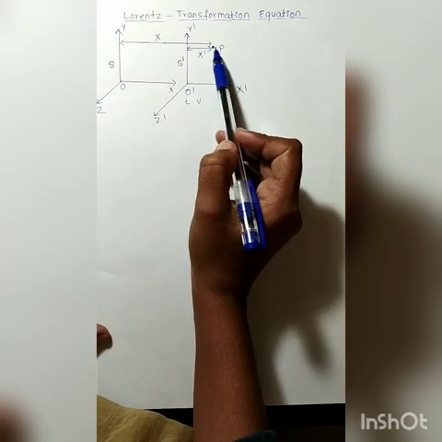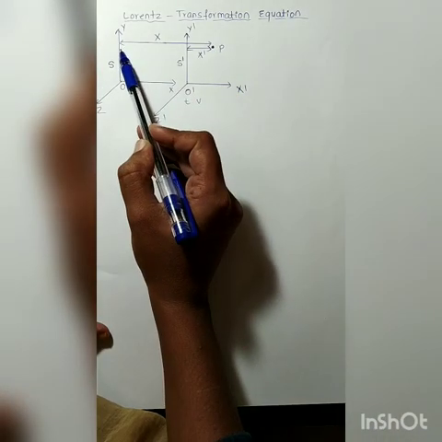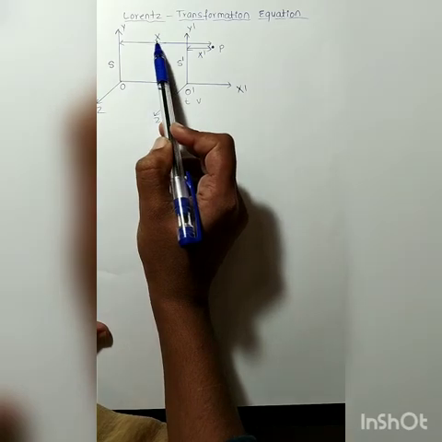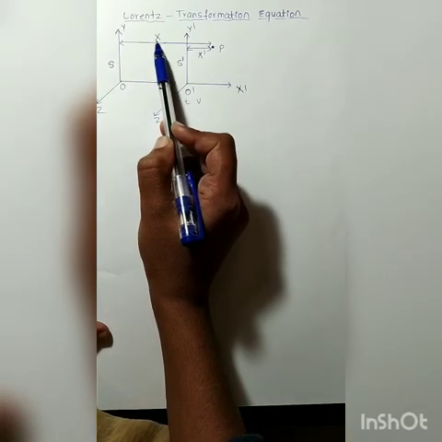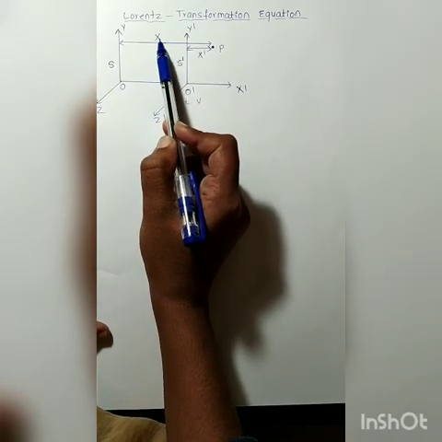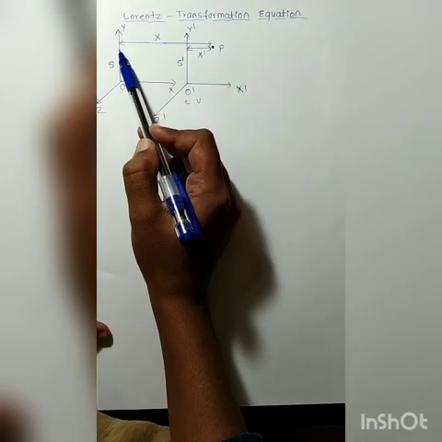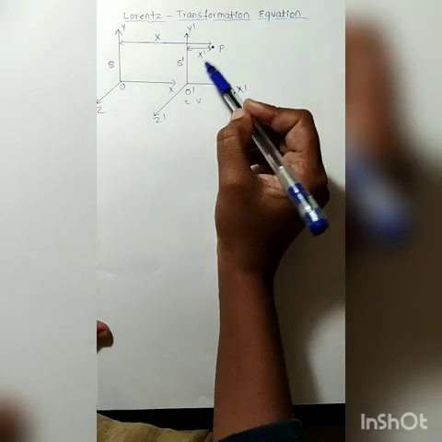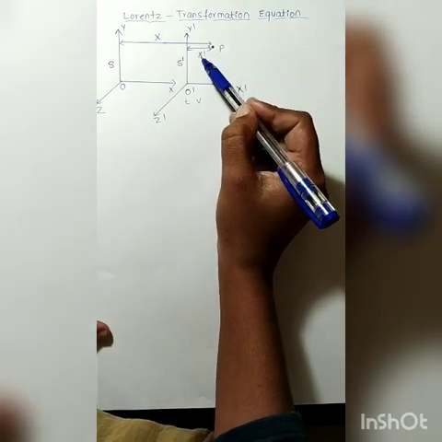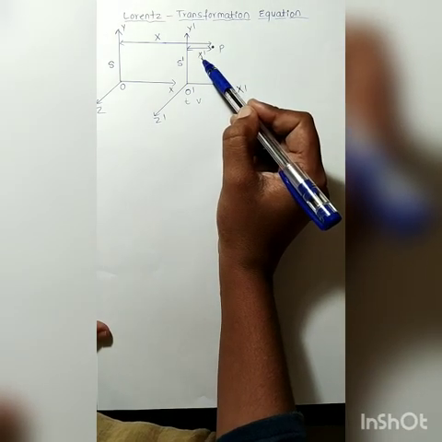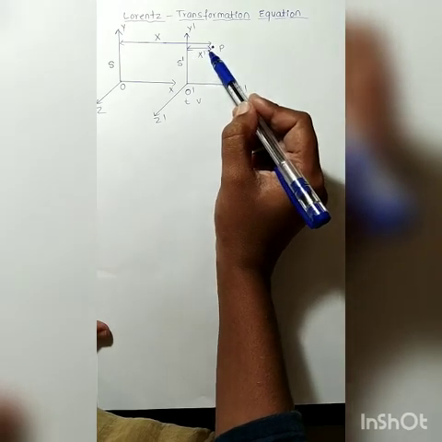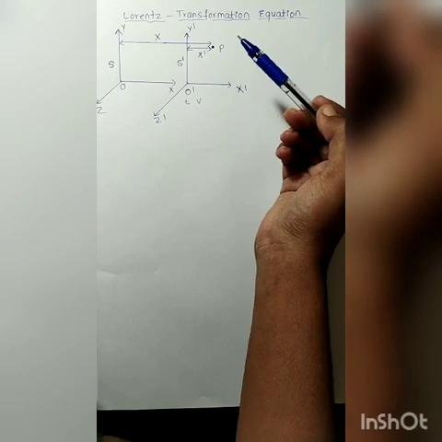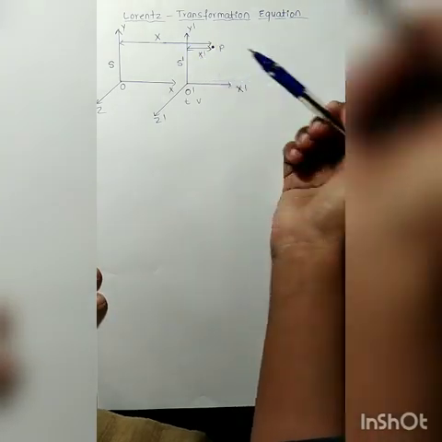Now when light rays move from P and reach the S frame, they cover a distance, which I denote by X. So X is the distance covered by the light rays to reach the S frame. At the same time, when it reaches the S dash frame, the distance covered by the light I take as X dash. So let X dash be the distance covered by the light ray to reach the S dash frame.